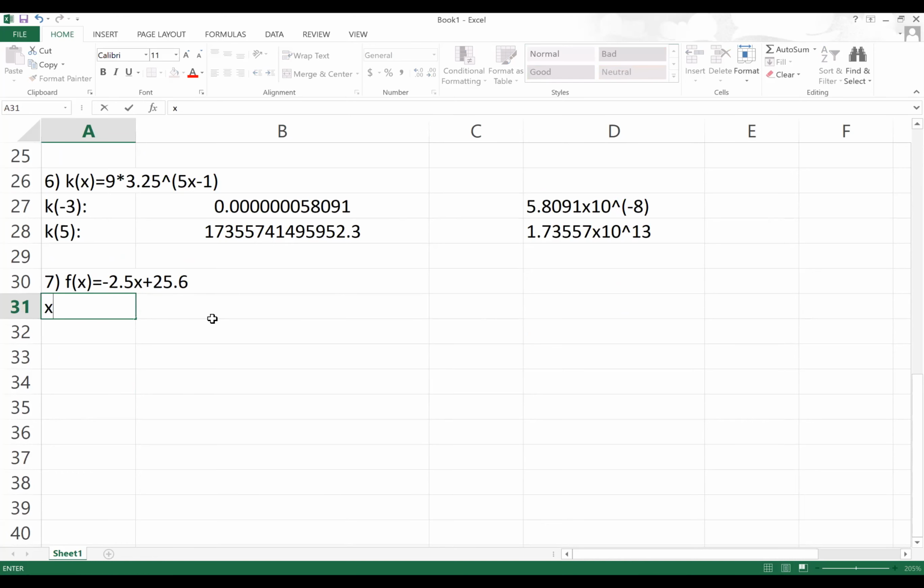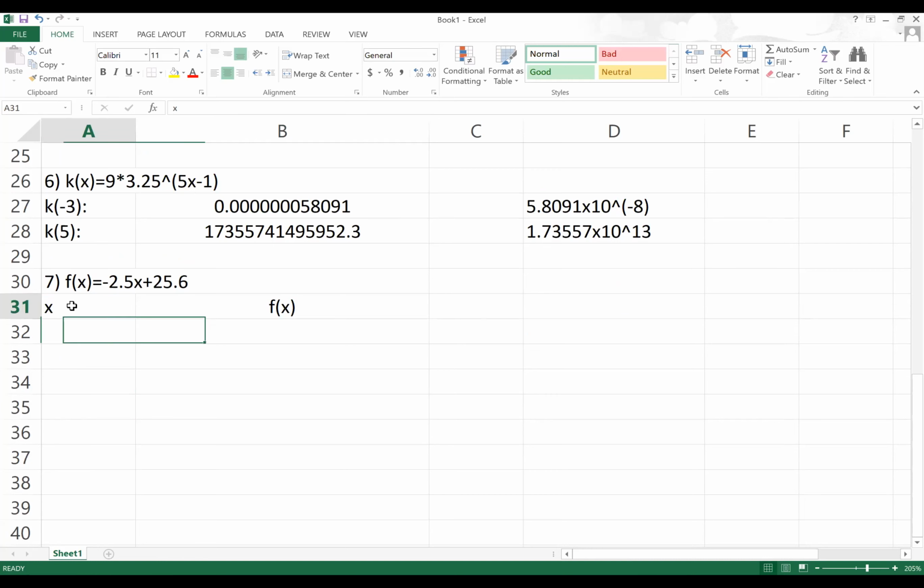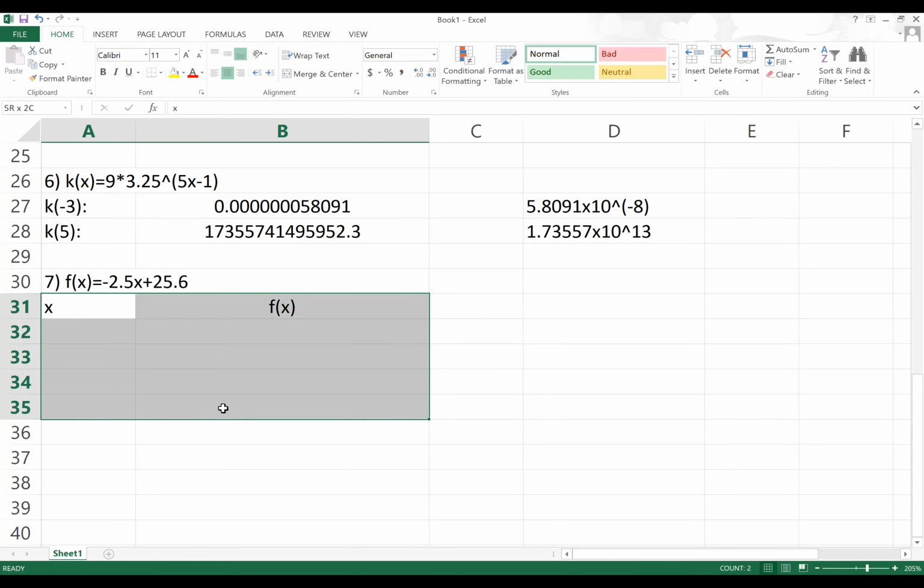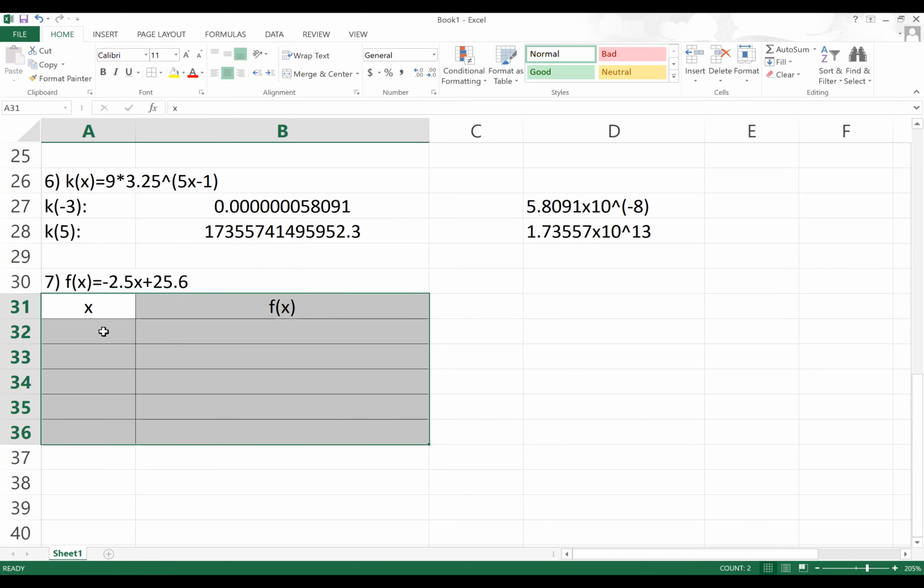So start with the x value, and then we find out f of x, right? The y value, basically. f of x is the same thing as the y value. I'm using 5 ordered pairs because the question asks us to have 5 ordered pairs. Now pay attention, I'm going to show you some techniques you can utilize here to generate this. I'm going to create it as a table with borders.